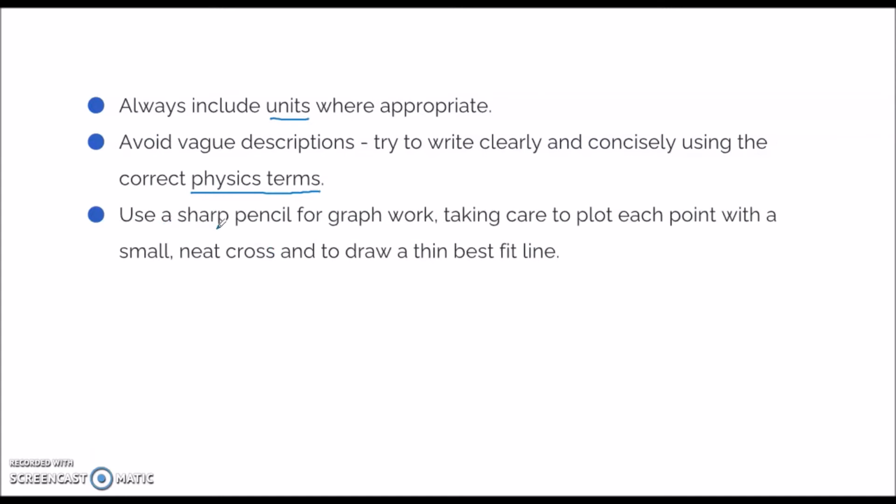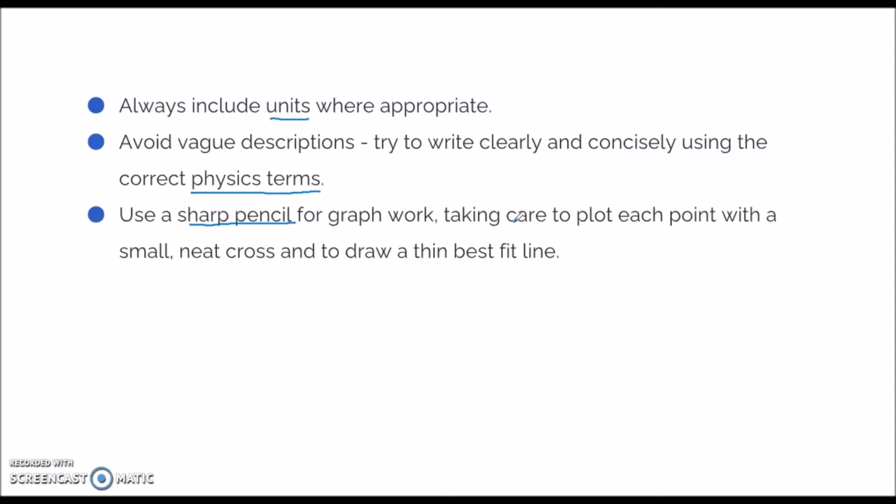Next one, use a sharp pencil for graph work. If you want to use the normal wooden pencil, not the mechanical one, make sure you sharpen it beforehand. If you want to use a mechanical pencil, no problem. But for multiple choice questions, try to avoid using a mechanical pencil, because when you shade one of the answers and suddenly want to change your answer, the mechanical pencil may leave marks when you erase. So for multiple choice questions, use a wooden pencil.